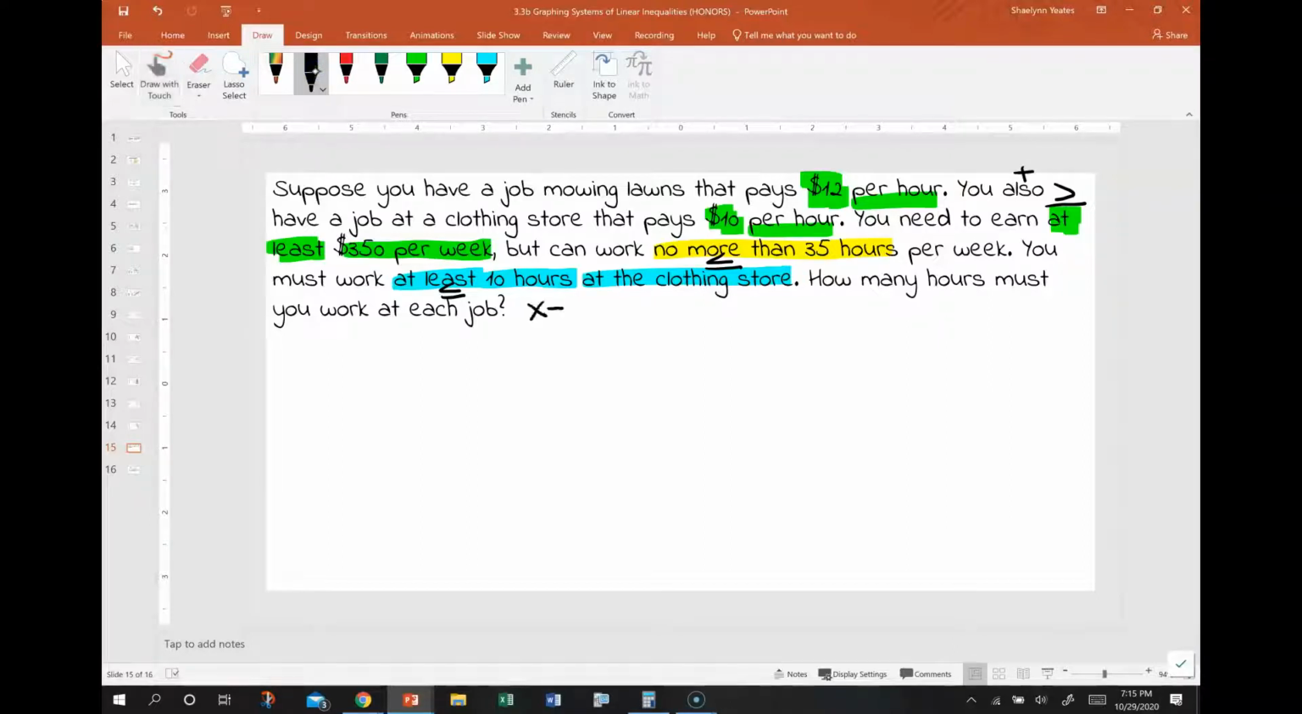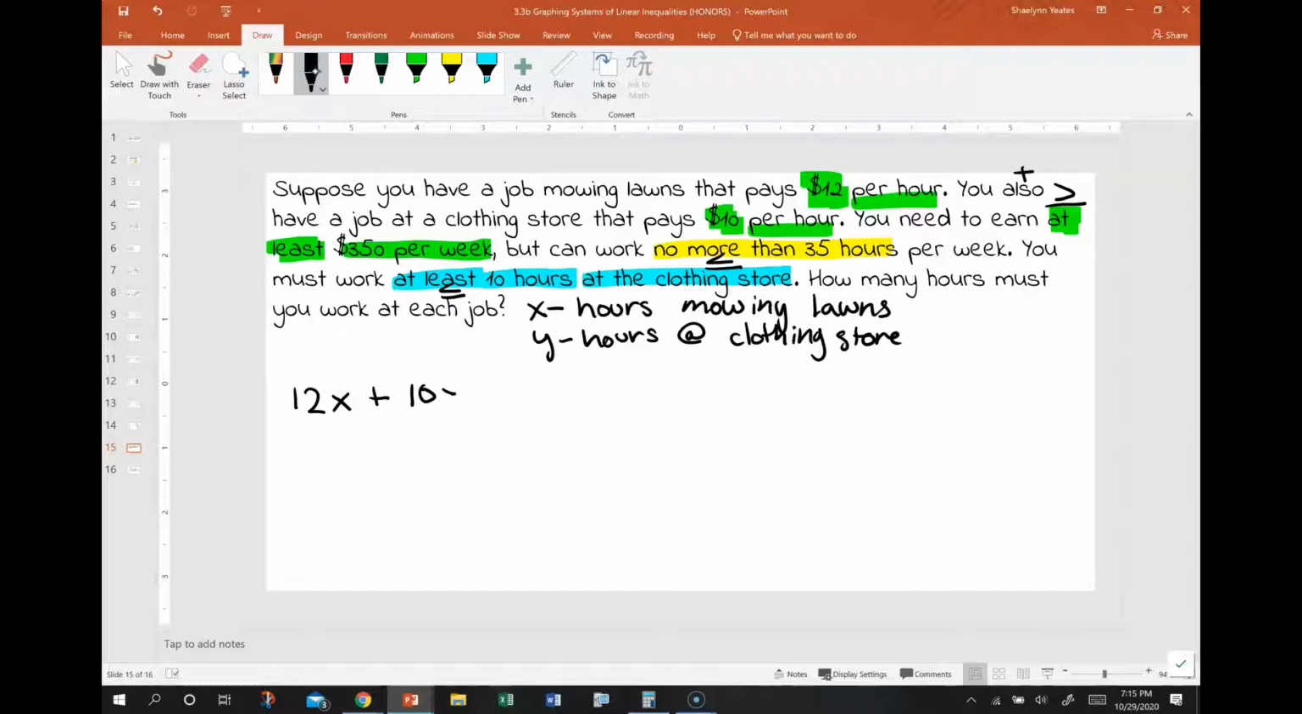So I'm going to define X to be hours mowing lawns, and Y to be hours at clothing stores. Okay, so we earn $12 per hour mowing lawns, and we also earn $10 per hour at the clothing store. And we need to earn greater than or equal to $350 a week.